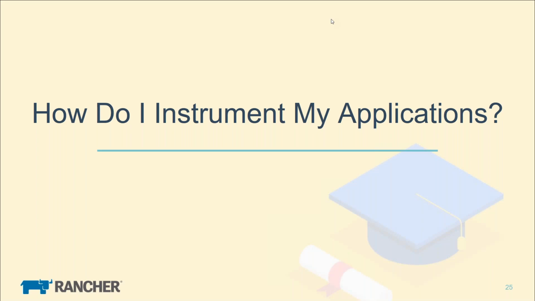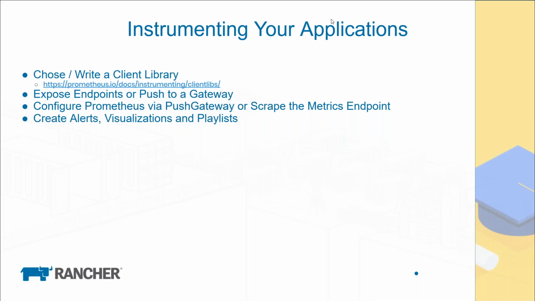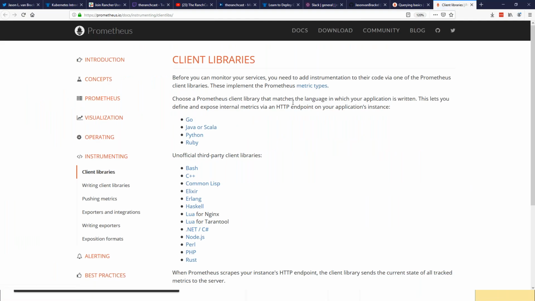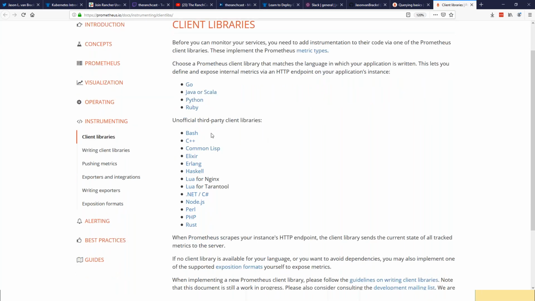So how do you instrument? Today we're going to be talking about Prometheus and Grafana. So you either need to choose a client library to talk to Prometheus, or you need to write one. There are lots of good ones out there. So I would not suggest writing your own unless you really, really have to, because they have 4 of them they support. And I see a few languages really big in the enterprise here, and some third-party client libraries.